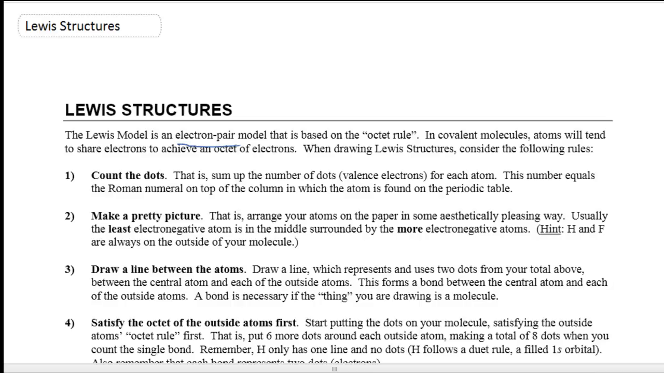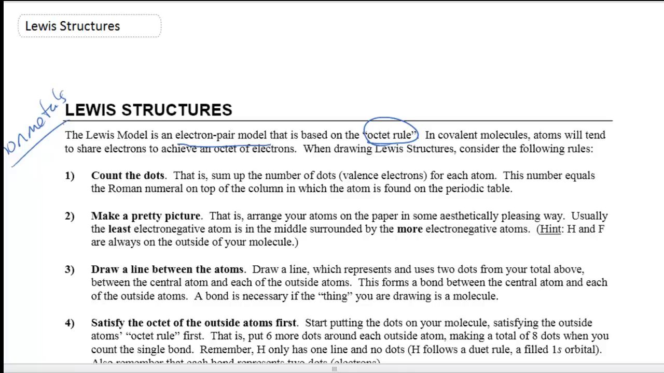First off, it's an electron pair model. So we're always going to be working with pairs of electrons, and it's based on the Octet Rule. So for most elements, we're going to try to satisfy the Octet Rule, 8 electrons around the atom. As it says in the next statement, atoms will share electrons. Again, we're looking for molecular compounds. Those are typically compounds composed of nonmetals. I don't think that fit on the screen, but you get the idea, nonmetals. And so they're going to share electrons to achieve this octet.